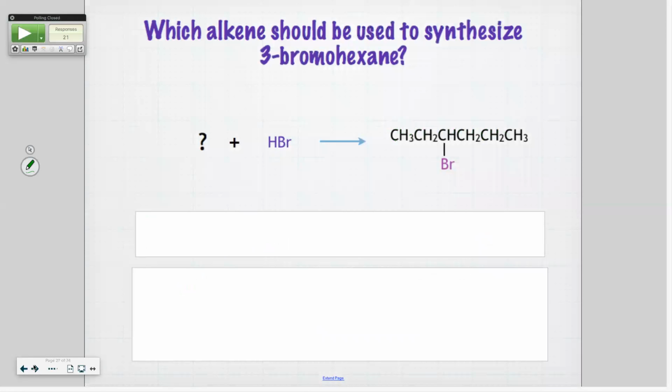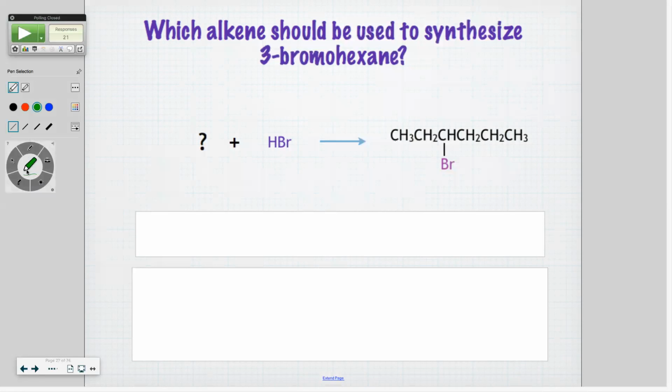Okay, so let's say I want to make that compound over there, that 3-bromohexane. So here's my compound. I'm going to add HBr, and I want you to tell me what compound you're going to use to make it. In other words, go backwards. So your boss says, I want you to make this. It's your job to go into the lab and make it by adding HBr to an alkene.